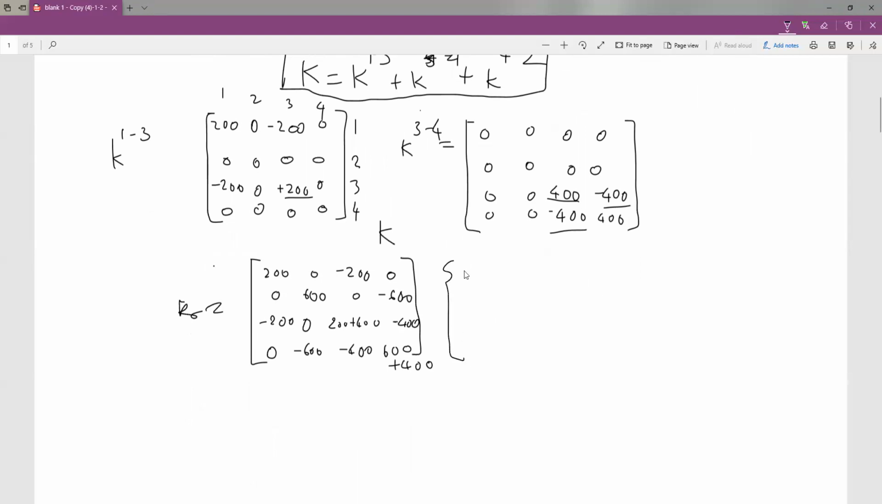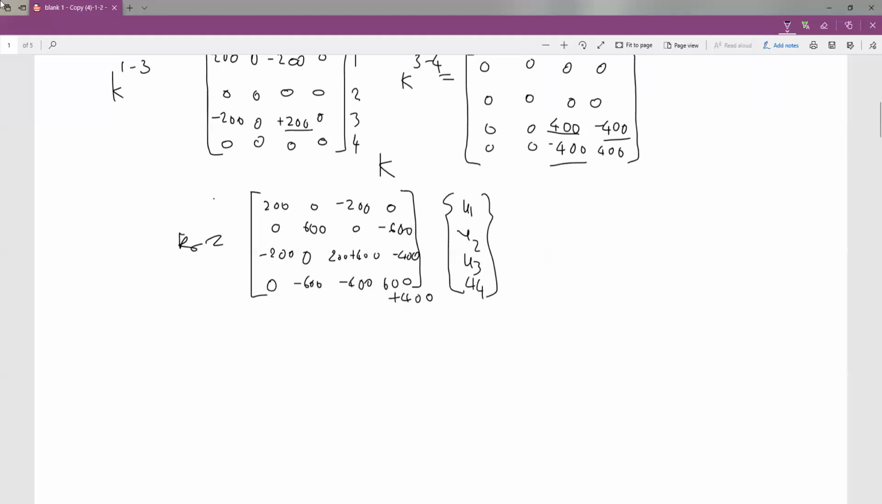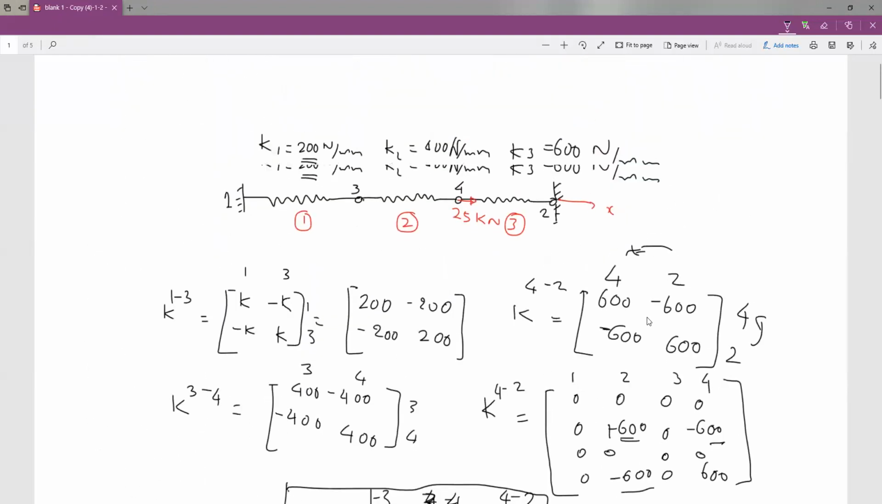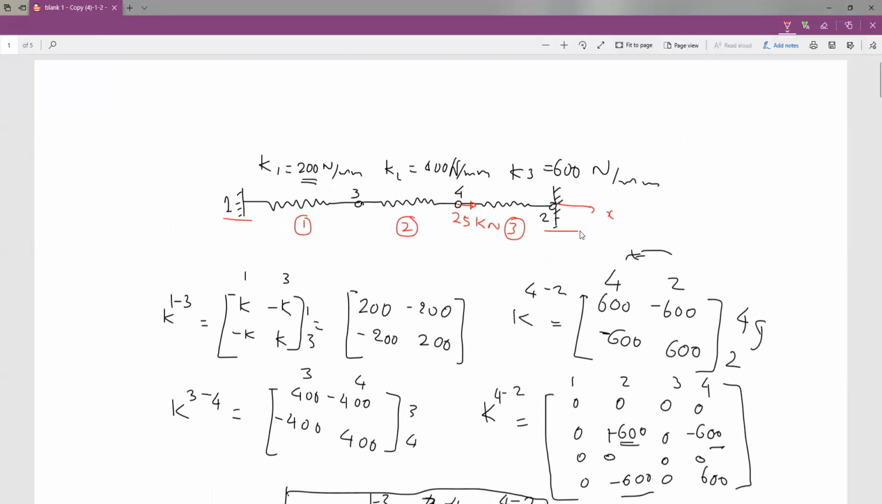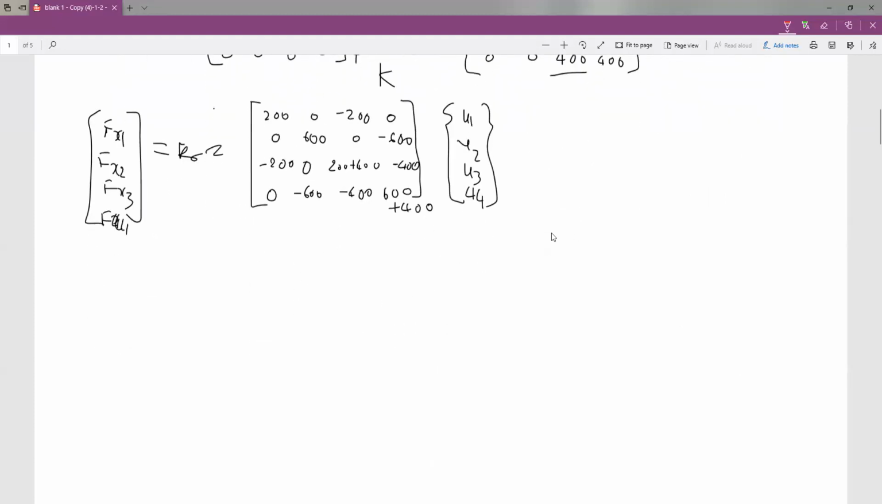So multiply this with U1, U2, U3, U4. These are the deformations. And on the left hand side, of course, there are forces. So let's say Fx1, Fx2, Fx3, Fx4. Now joint 1 and 2 are fixed. Joint 1 and 2 are fixed in the original spring. You can see here 1 and 2. So of course U1 and U2 will be 0.